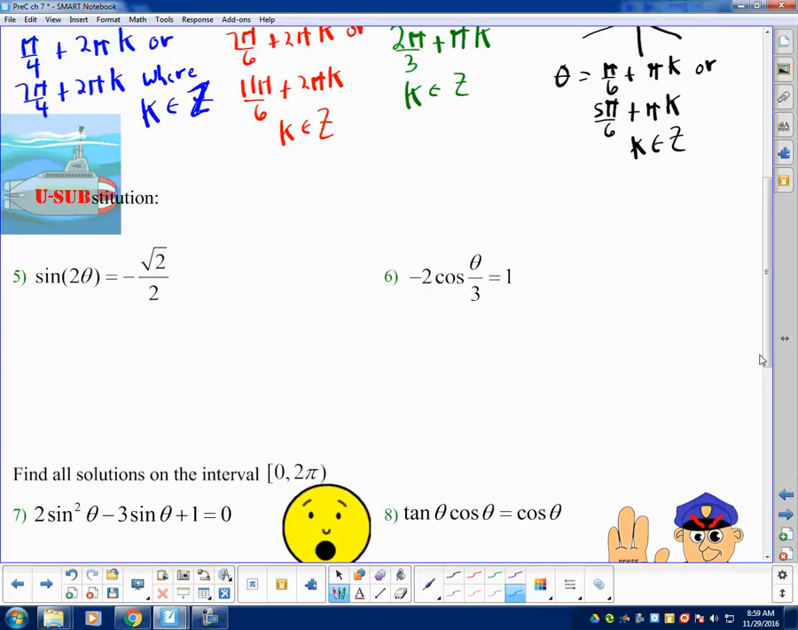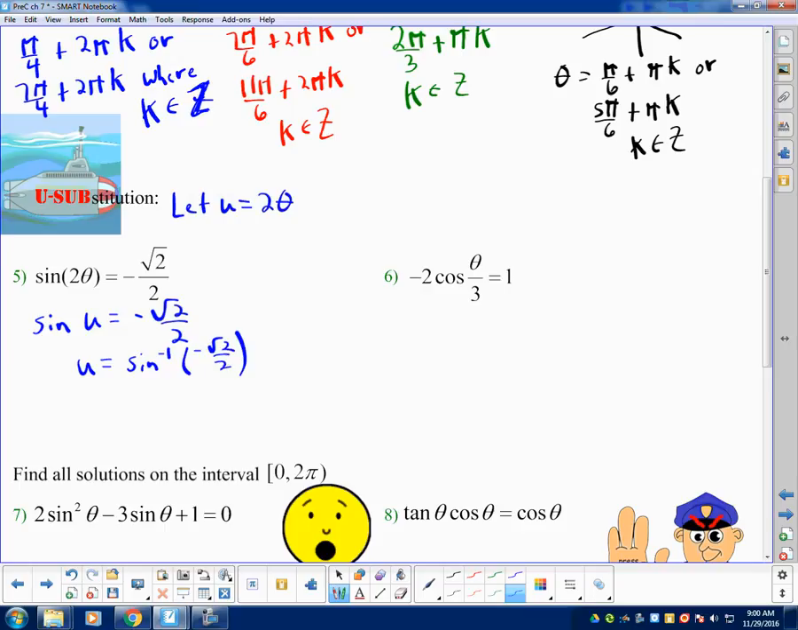Something as simple as this, I don't know if we necessarily need to substitute it for u, but we'll do it here. So here we're going to let u equal 2 theta. Okay, so if u equals 2 theta, then the new equation I have here is sine of u equals negative root 2 over 2. And I'm right back where I started with example number 1, straight up above that. Okay, it's just a single variable that I'm solving for. U, theta, doesn't matter. It's the same idea. So what I'm asking you to solve for here is u, first of all. U is inverse sine of negative root 2 over 2.